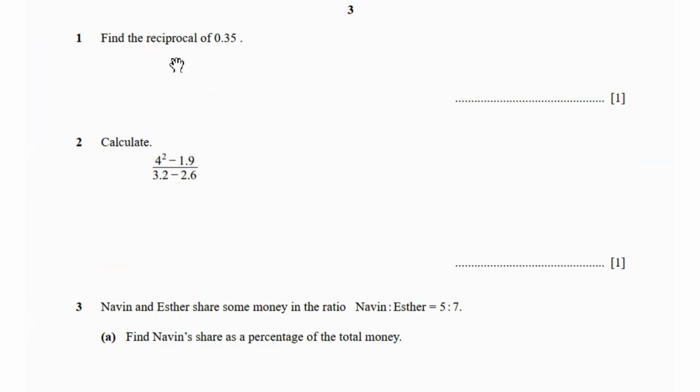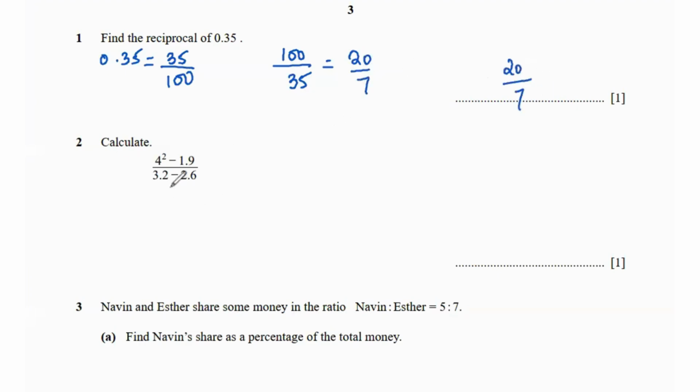And the first one it says find the reciprocal of 0.35. So let's rewrite 0.35 as a fraction first. So 0.35 is basically the same as 35 over 100. Reciprocal means swapping the numerator and the denominator. So that's going to be 100 over 35, which is going to give us 20 over 7.